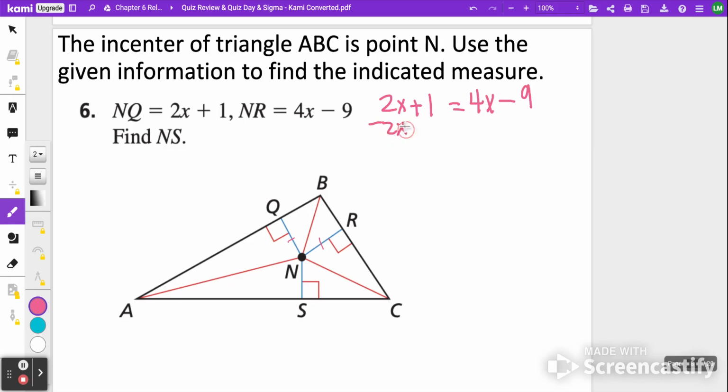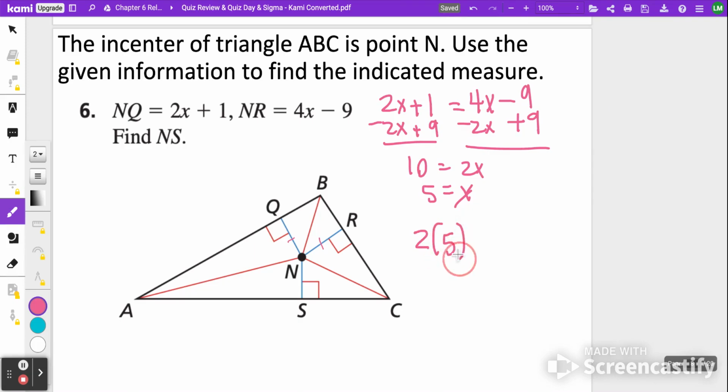Go ahead and move your variables to one side. I always start with the smallest just so I don't have to worry about negative variables. So I get 10 is equal to 2x. That means x is equal to 5. NS is also going to be the same length as either one, so you can use either expression. I'm going to use 2x plus 1, so that's 2 times 5 plus 1. I get 11. So NS equals 11.